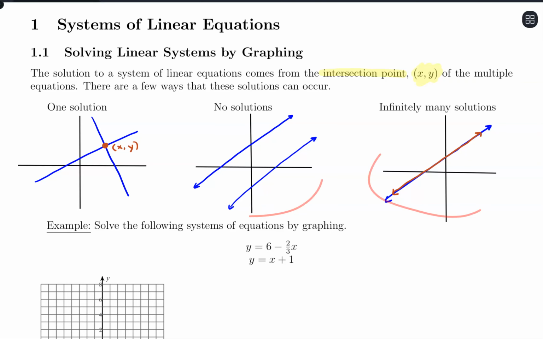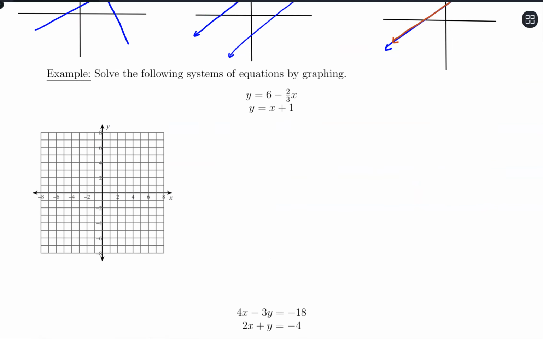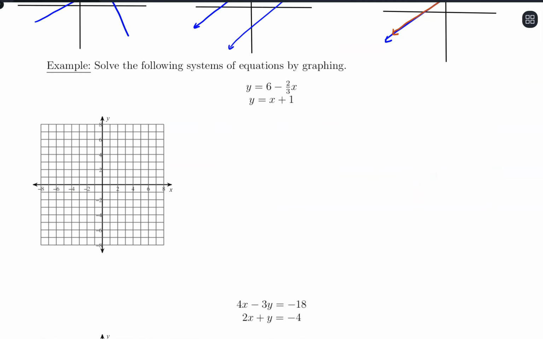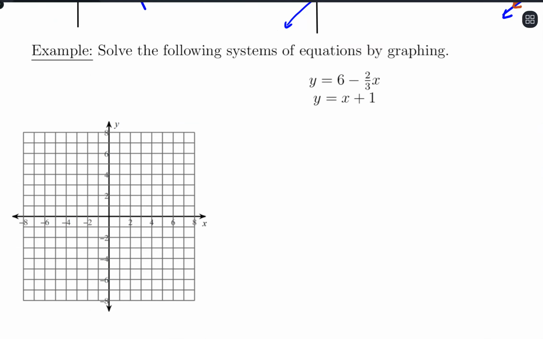How do we know if there's no solutions or infinitely many solutions? Well, let's start with graphing. So when we have a system of equations, it'll list two equations like we see here. So we have this y equals 6 minus 2/3 x. And we have this y equals x plus 1. And what we want to do is graph both of these lines.